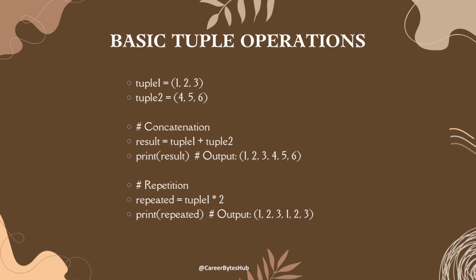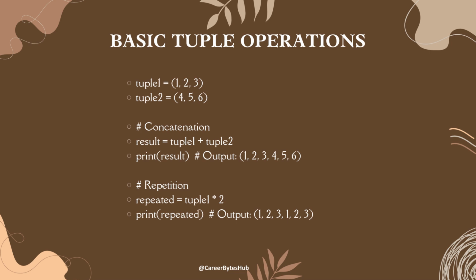Now that we know tuples are immutable, let's explore some operations we can perform on them. We can concatenate two tuples using plus, which combines them into a new tuple. We can also use the asterisk operator to repeat a tuple multiple times. These operations create new tuples without modifying the original ones.